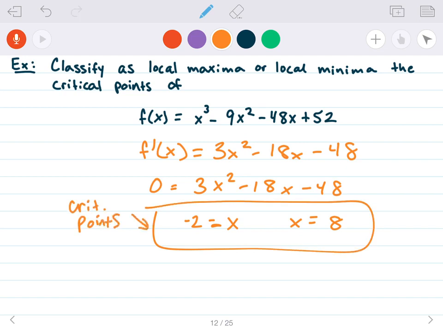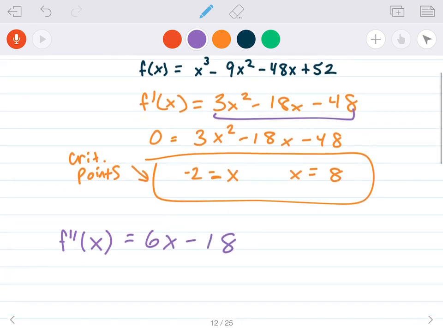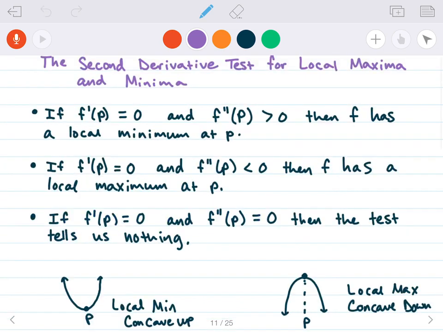All right, so now I'm going to take the second derivative and use the second derivative test to determine if they're local maxes or local mins. Well, the second derivative, if I take the derivative of this, is just 6x minus 18. And so now I want to plug in these critical points and see whether they're positive or negative. Okay, if it's positive, it's going to be a local min. And if it's negative, then it's going to be a local max by the second derivative test.